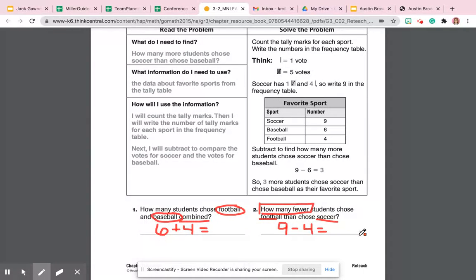And on the line, remember, you need to write a sentence. So you're going to say, there were blank fewer football players than soccer players.